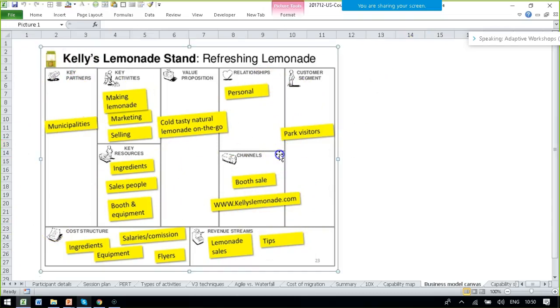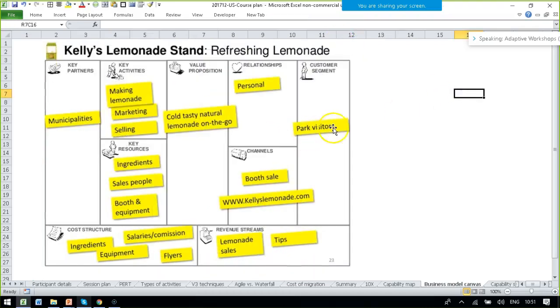So for this particular stand, if you see, which customer segment it is trying to attract, it's the visitors. How does it maintain relationship with its customers? Through personal interaction. How does it sell its products? Through a booth and through a website. And how does it make money? Through lemonade sales and some tips. And the value proposition is something that you offer to the customer, saying why the customer should buy from you, not from your competitor. So it's cold, tasty, natural lemonade on the go.